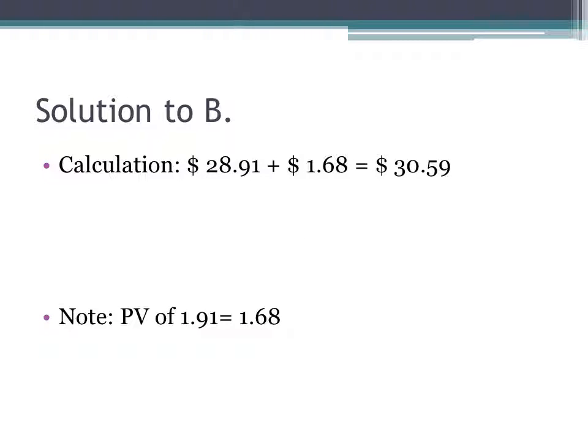Question B had asked, what is the expected stock price at the end of 1992, assuming that the stock is in equilibrium? From the previous slide, we discovered that it was $28.91 as the current price for 1992. What we need to do is add the present value of the dividend of $1.91, which is equivalent to $1.68. After adding $28.91 and $1.68, we end up with a value of $30.59.